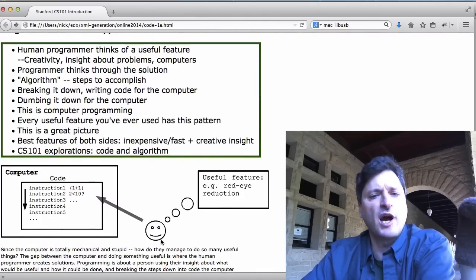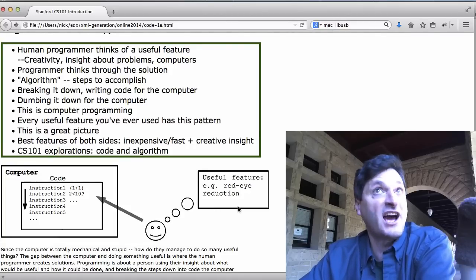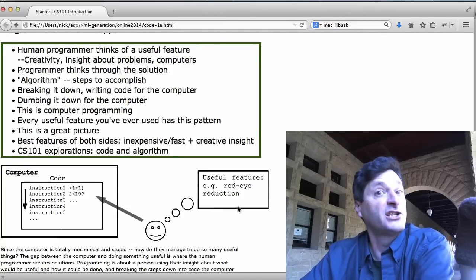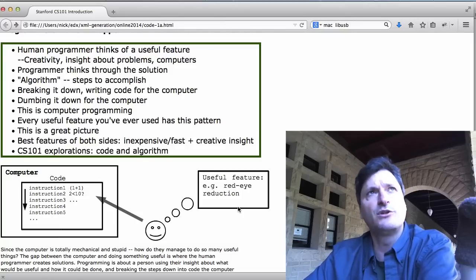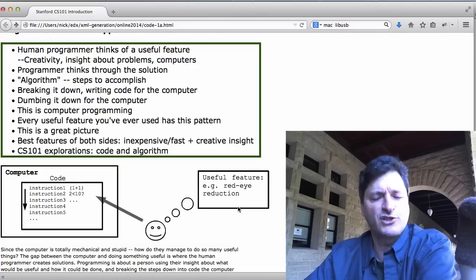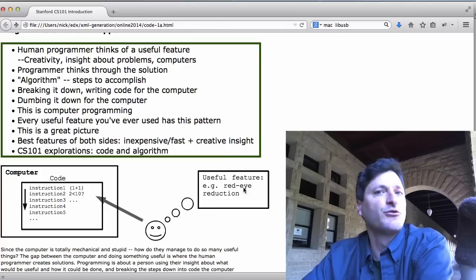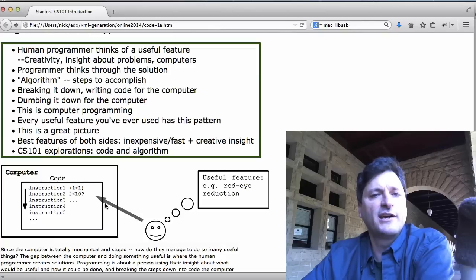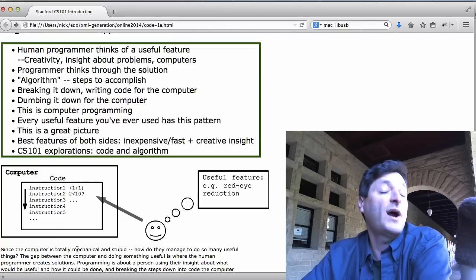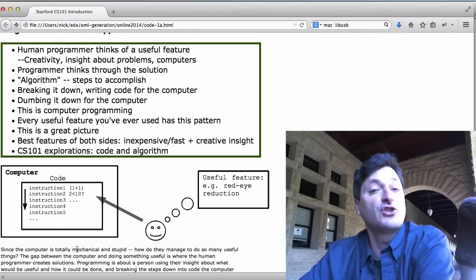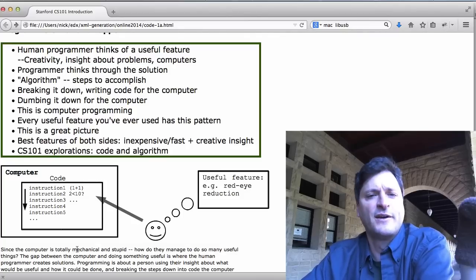So a computer programmer maybe has an idea of, oh yeah, red eye reduction, that's a great idea. We should have red eye reduction. And that's an insight. And then the computer programmer thinks, well, how could we do that? Well, we would look for the red color and maybe it's in a round shape or whatever. So think through how to do it. And then ultimately, the computer programmer has to break that algorithm down into simple instructions. In a way, sort of dumbing it down to instructions that are so simple that the computer can do it.